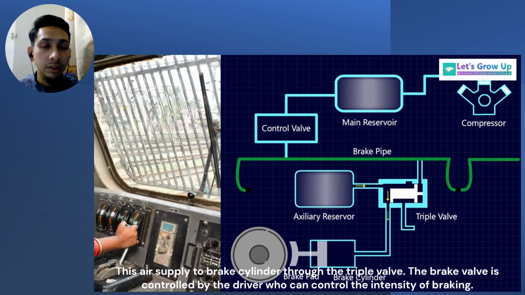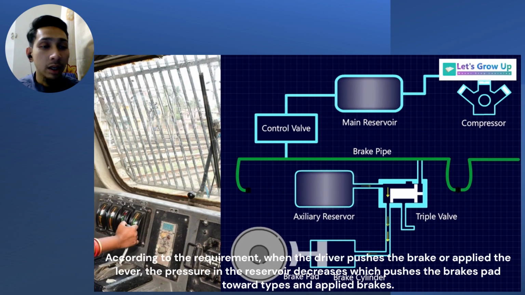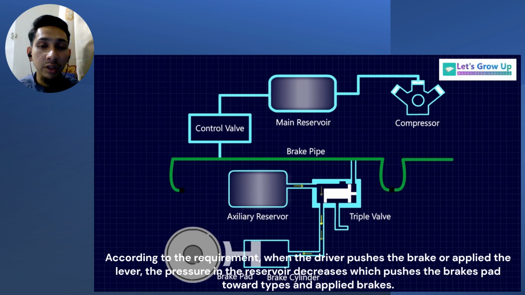The brake valve is controlled by the driver, who can control the intensity of the brake. According to the requirement, when the driver pushes the brake or applies the lever, the pressure in the reservoir decreases, which pushes the brake pad towards the tires and applies the brakes.